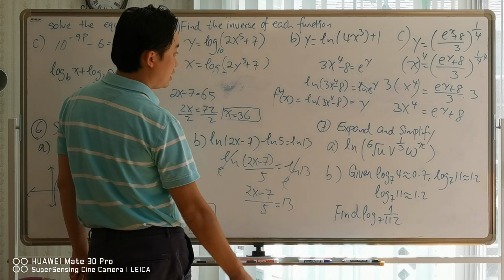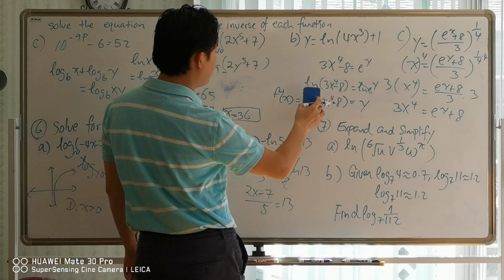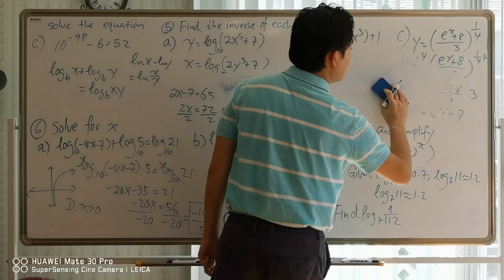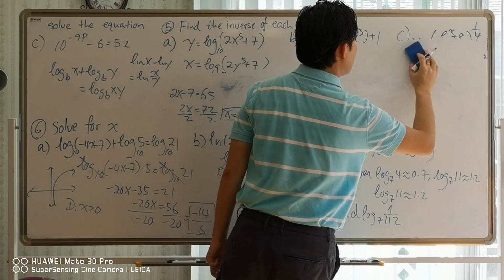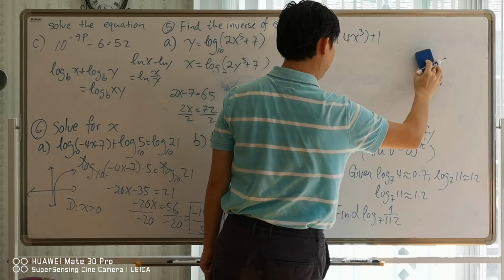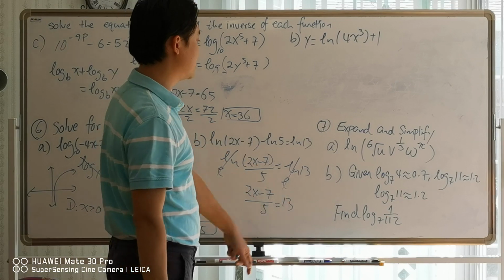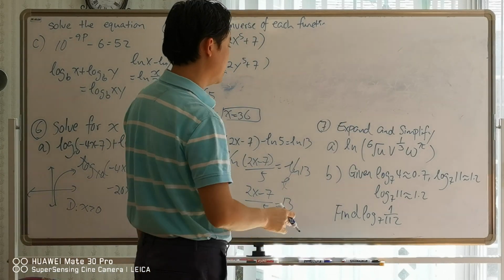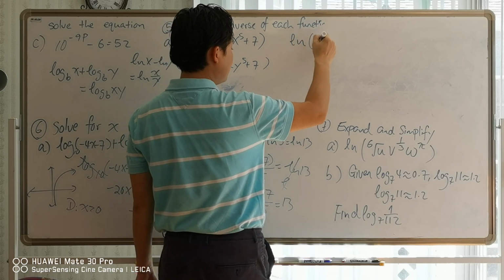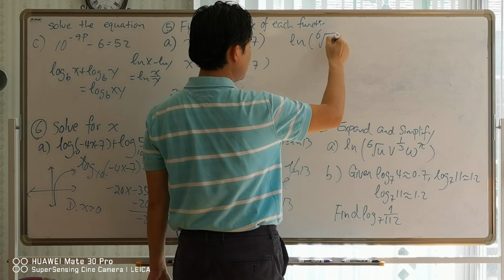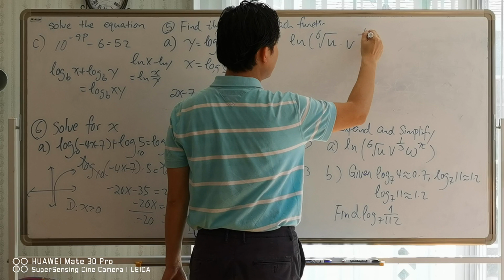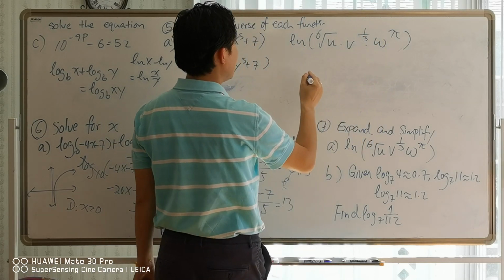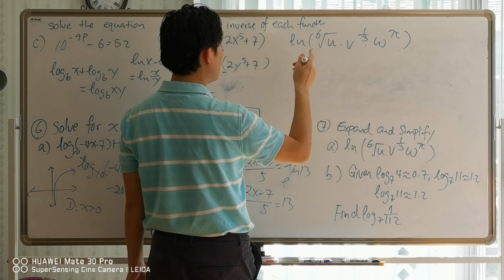And now the last two problems: expand and simplify the following. So going from condensed form to the expanded form. Let me put it right here: natural log of the 6th root of u times v to the power of 1/3 times w to the power of pi. By the time you expand it, start with the product first, product to sum.